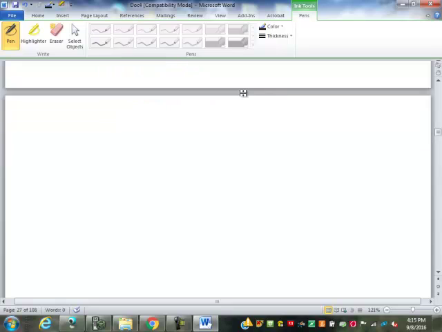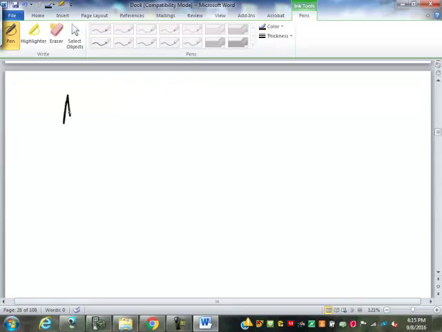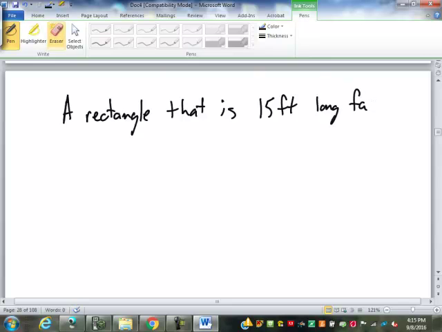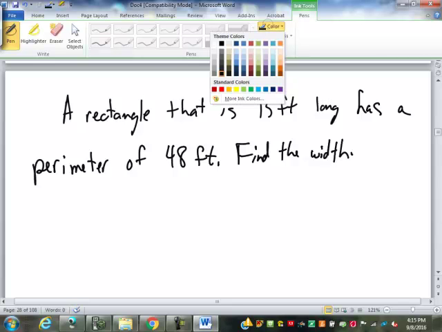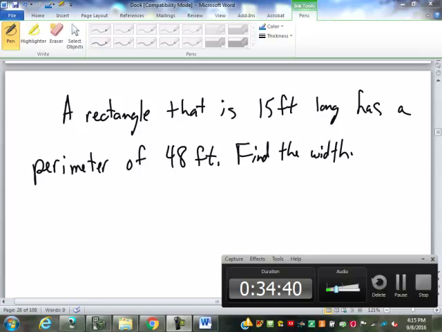One for you guys to try. A rectangle that is 15 feet long has a perimeter of 48 feet. Find the width. Do that in your notes. We'll talk about it in a minute.